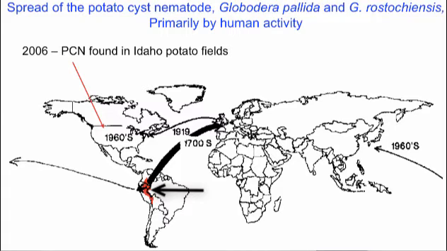In the early 1700s, the potato became widespread in Europe as a food crop, especially for the peasants. And pretty soon, the potato cyst nematode was throughout all of Europe. And it wasn't distributed to the United States until 1919. It wasn't discovered in the United States until 1940.